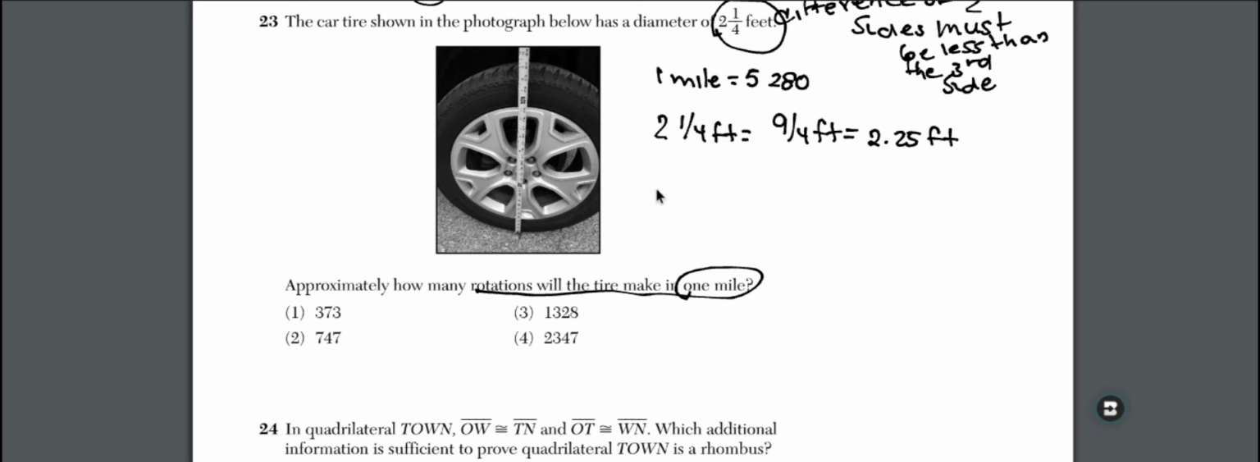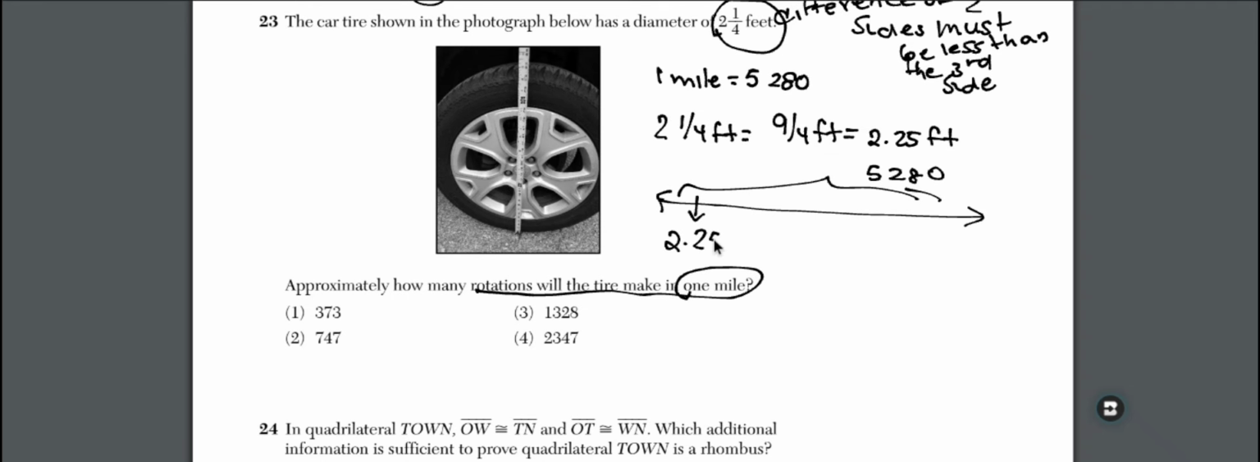So I have my mile, which is 5,280 feet. One rotation is 2.25 feet. So I need to find out how many rotations it must do to complete the mile. So what I would do is divide 5,280 by 2.25. But don't forget your pi. You want to remember your pi over here, because this is asking about the circumference of the circle.